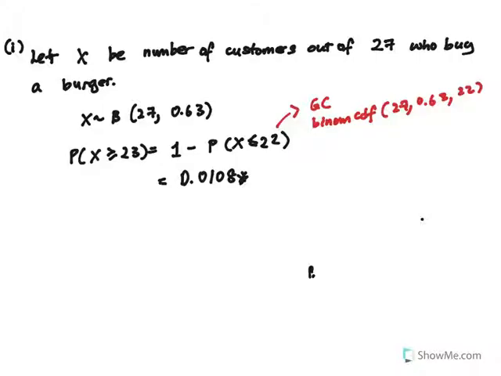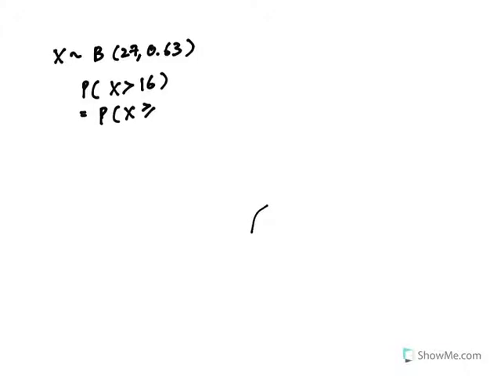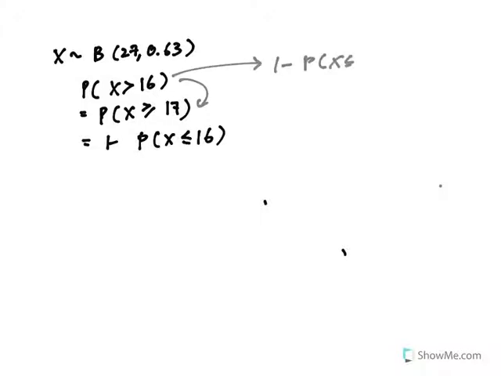All you need to do is go to your calculator. X takes on the binomial distribution again, 27 and 0.63. I want to find the probability that more than 16 buy a burger. It's the same as finding the probability of X greater than or equal to 17, which is 1 minus the probability of X less than or equal to 16. You have to be very careful here. A lot of people, the careless ones, will jump from here and write this, and it will be wrong. With that, your answer will come out to be 0.5868, about 0.587.